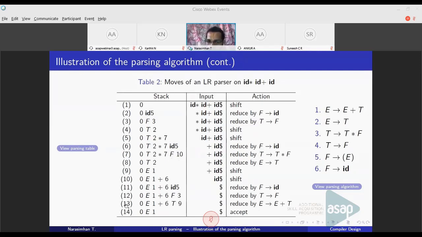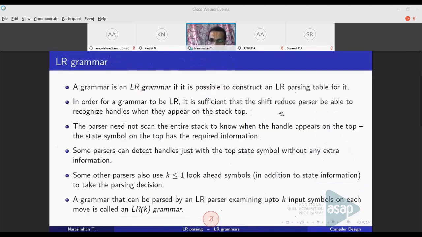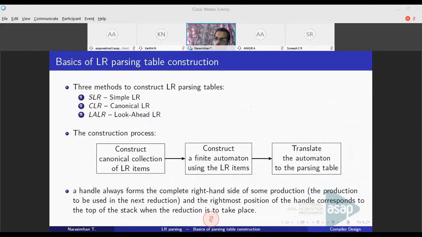Now let us take step number 13. Here also E plus T is the handle. So the symbol E is here, plus is here, T is here. Among these three symbols, the rightmost symbol T is at the top of the stack. That means when the handle is at the top of the stack, you can go for reduction. Not only that, the rightmost symbol of the handle will be at the top position. That is what this means.